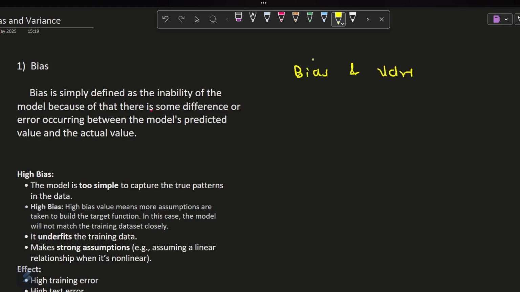and variance. This is very useful when you learn the concepts of machine learning, such as underfitting and overfitting. Those concepts are very important when you go through bias and variance. So first, understand what bias is. Bias, in simple terms.